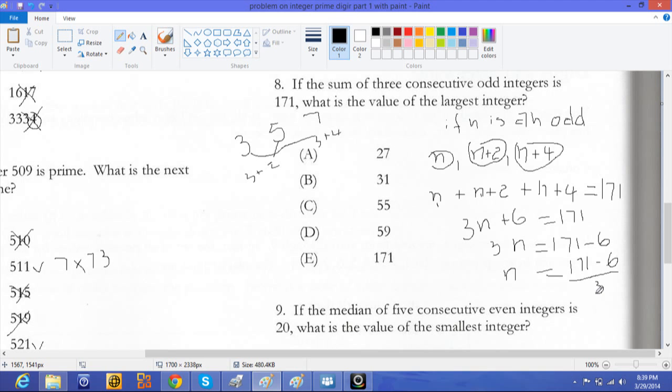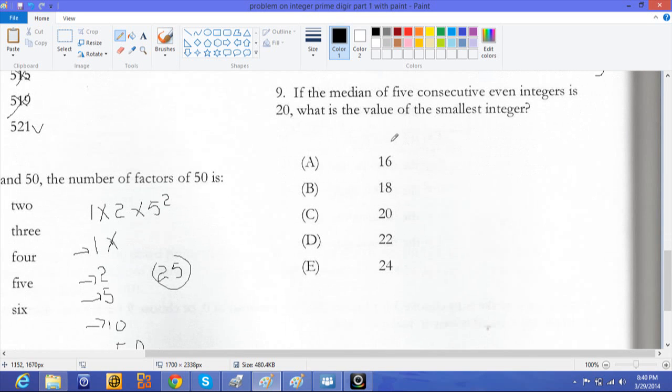So when we did this, we find n equals 55. Okay, since n equals 55, the largest is going to be n plus 4. n plus 4 gives me 59, so that's going to be the largest. Okay, 55 plus 4 is 59. That's the answer. Okay. Now let's move to the next one.